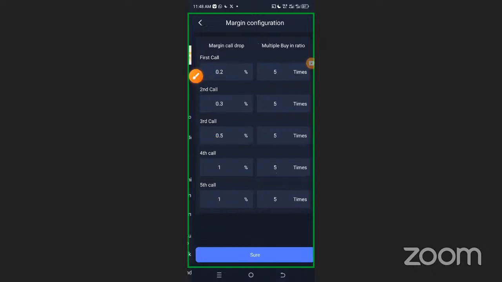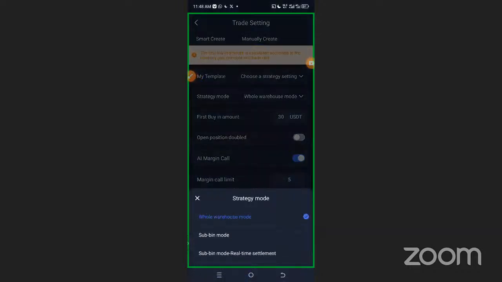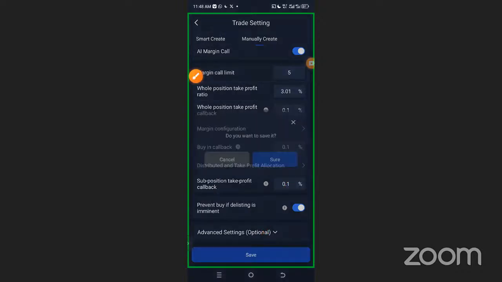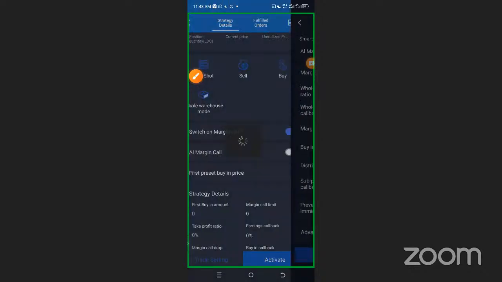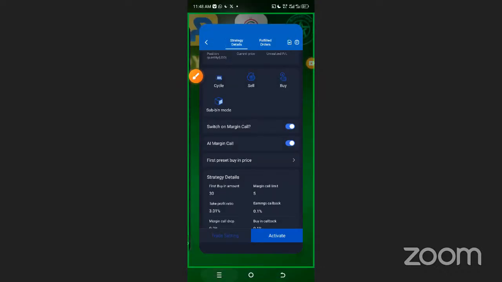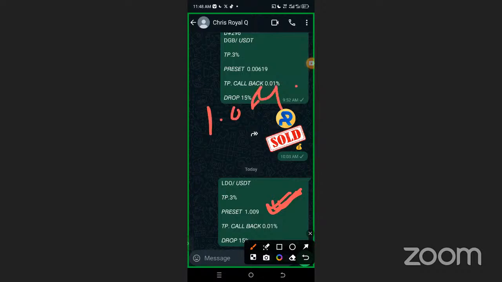Then here, make sure you are in sub-binary mode before you click on save. Then you click on save, and you click on sure. After that, you enter the preset price. Preset means first preset buy in price. Get this price in the signal given, which is 1.009.